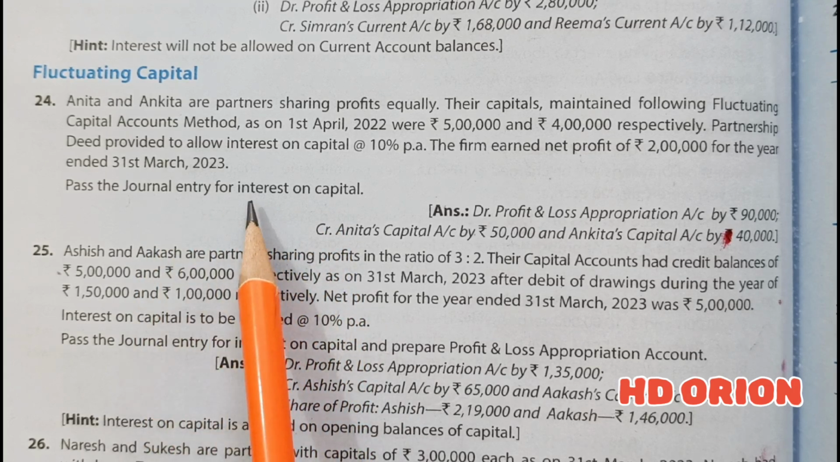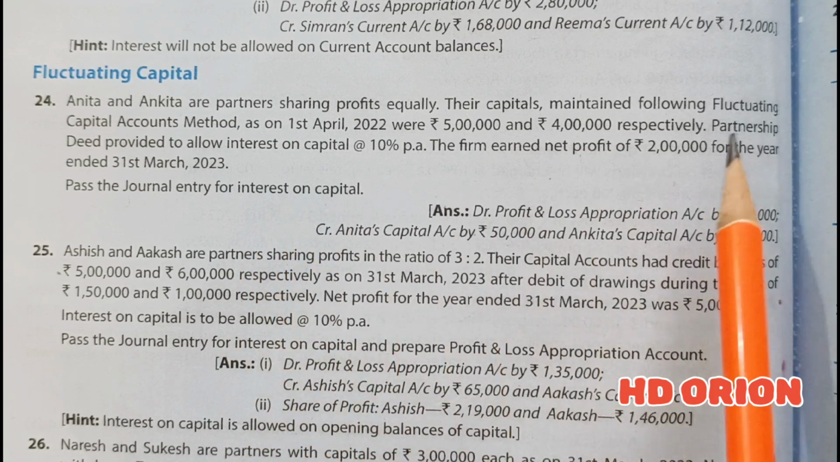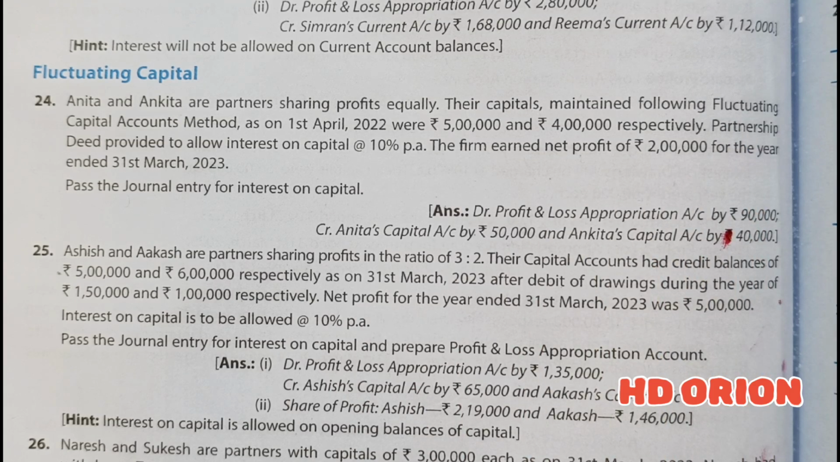Now we have to pass journal entry for interest on capital, keeping in mind that the capital accounts are fluctuating. So whenever the capital accounts are fluctuating, in this method we have to pass all the entries in capital account itself. It means current account will not be mentioned in solution because everything will be accommodated in capital account itself.